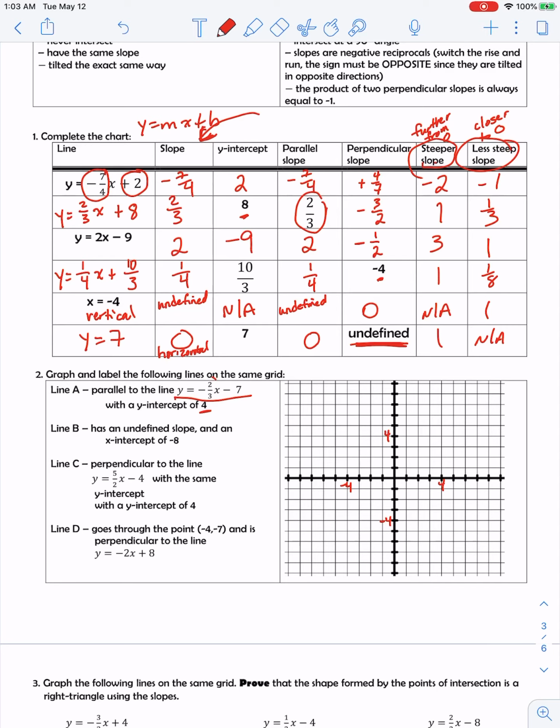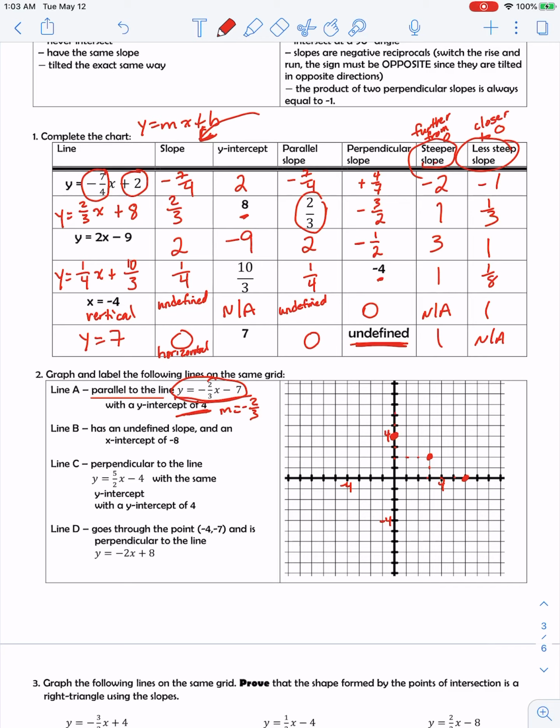So we're not graphing this line. We're not graphing that one. We are trying to draw a line that is parallel to that, but the y-intercept is 4. So the slope is equal to -2/3, but the y-intercept is 4. So we want that point there, but then go down 2 and over 3.